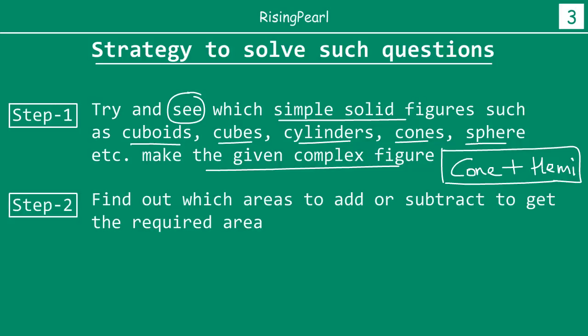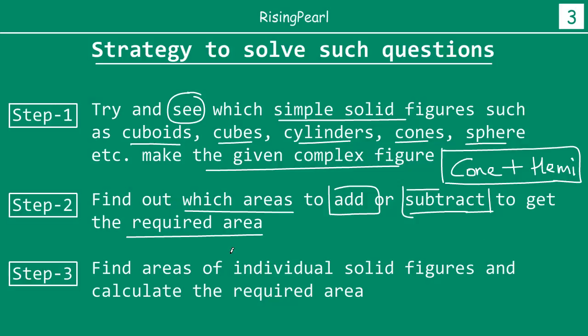The second step is to find out which areas need to be added and or subtracted. This is very important. Like in the example, we realized that we need to add the curved surface area of the cone and the curved surface area of the hemisphere to find the required area. So the second step is to make sure we understand which areas we need to add and or subtract. And the third and final point is to find the individual areas, right?